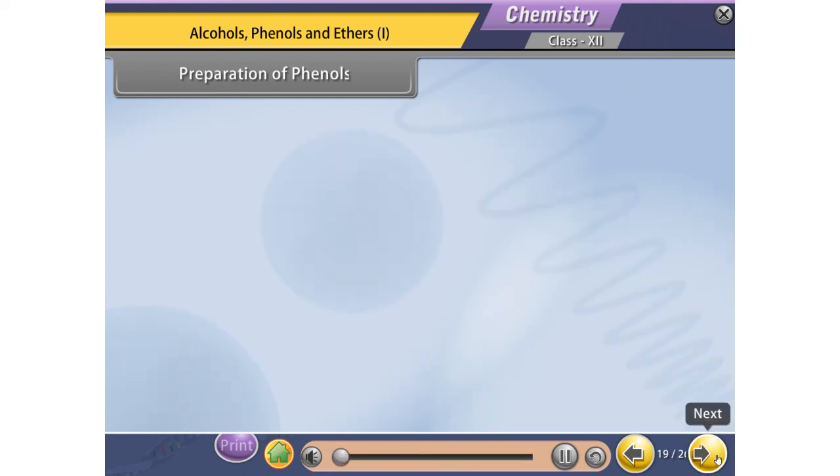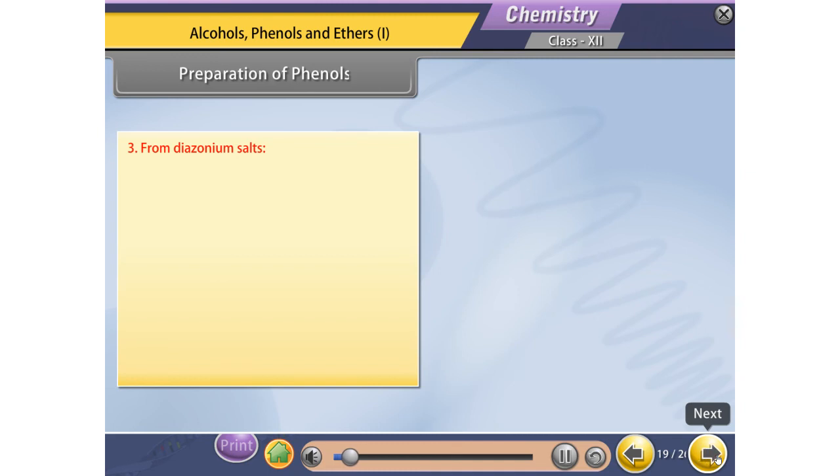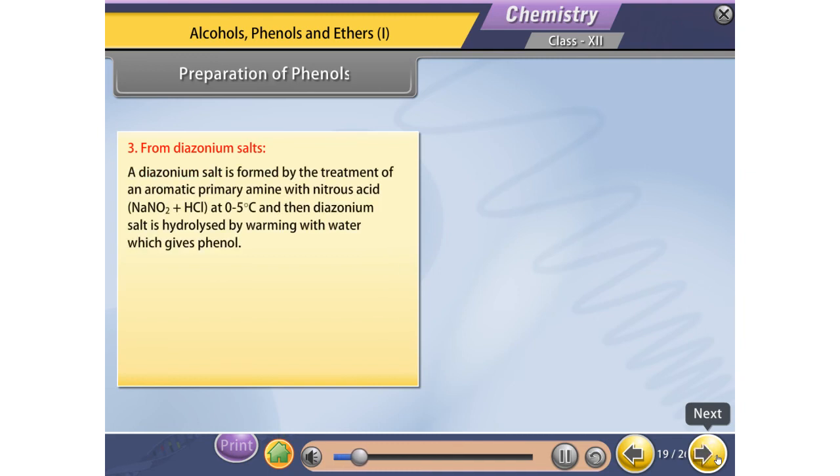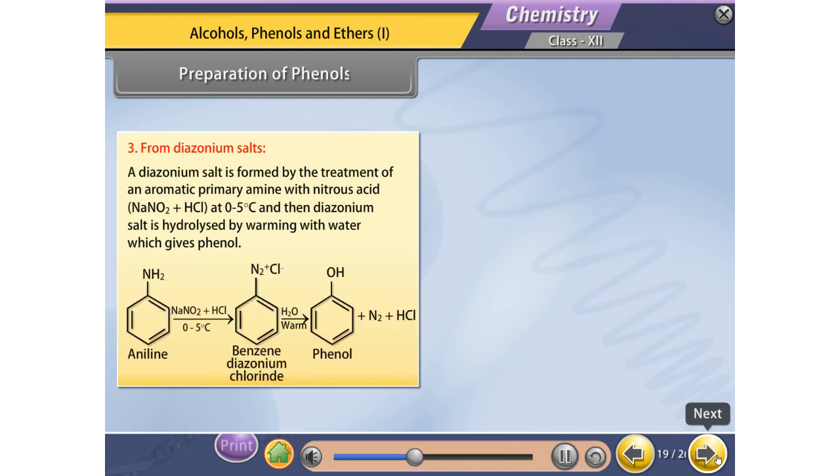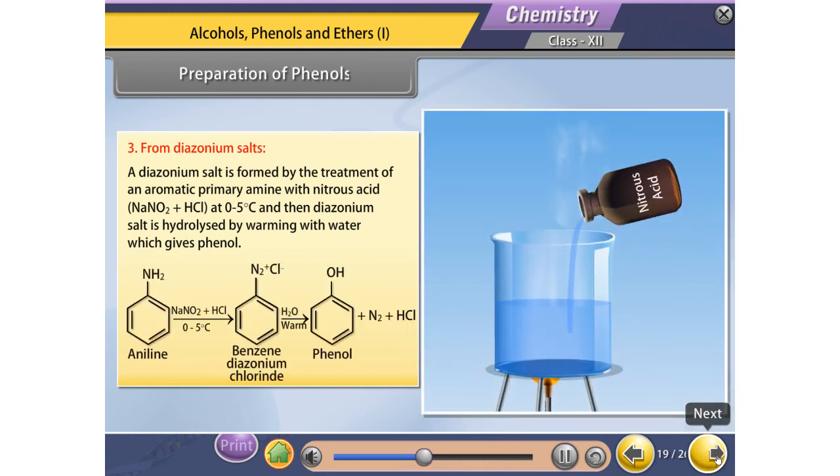Preparation of phenol from diazonium salts. A diazonium salt is formed by the treatment of an aromatic primary amine with nitrous acid at 0 to 5 degrees Celsius, and then the diazonium salt is hydrolyzed by warming with water, which gives phenol. Aniline is treated with nitrous acid at 0 to 5 degrees Celsius to form benzene diazonium chloride, and then adding warm water forms phenol, nitrogen, and hydrochloric acid.